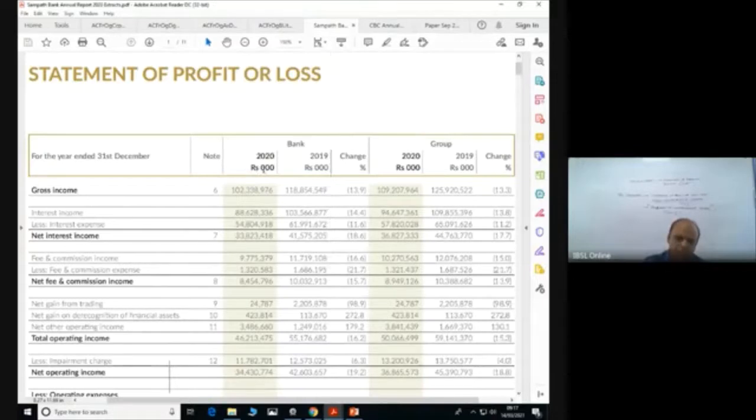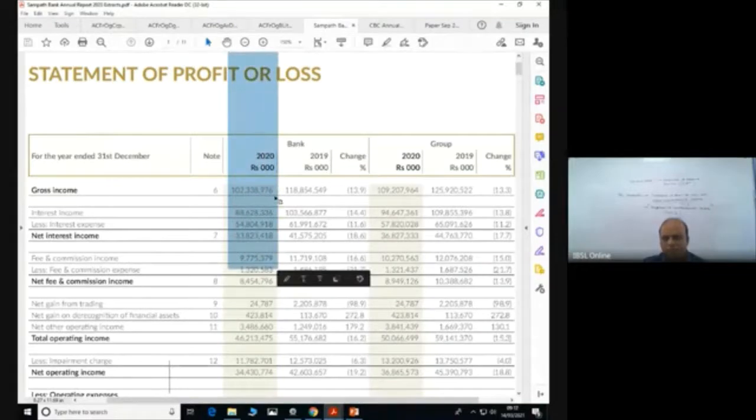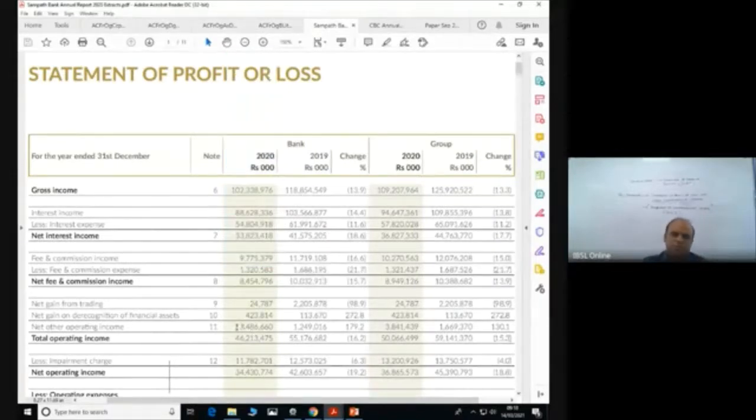This is very important. This is the presentation currency. It is in rupees, and the level of rounding. So when you read this financial statement, take this number, let's say for example, gross income. Gross income means this much. But what do you mean by that? This is in thousands. So when you are looking at the actual number, you need to add another 3 zeros to this.